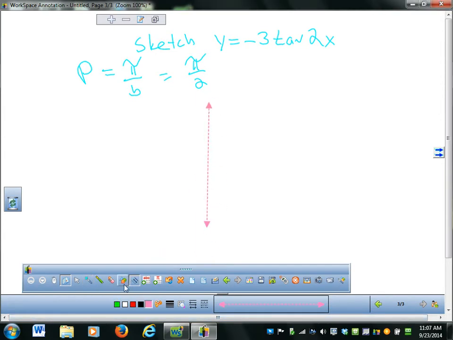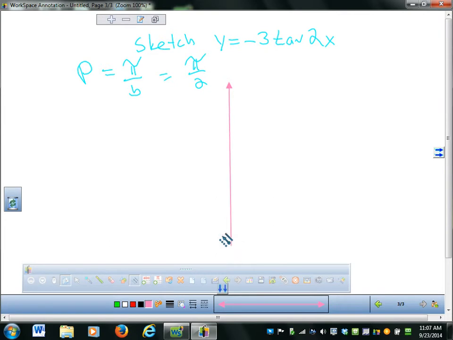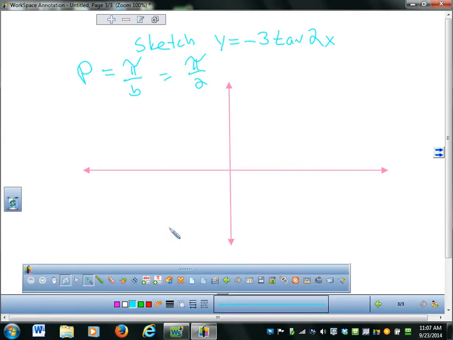I don't like the dotted line, so I'm going to try that again. Make a solid line. So here's the line. Here's the line. And because the period is pi over 2, instead of going from negative pi over 2 to pi over 2, can anyone tell me what I should use as my asymptotes? Pi over 4. Very good. Who said that? Very good, Miguel.